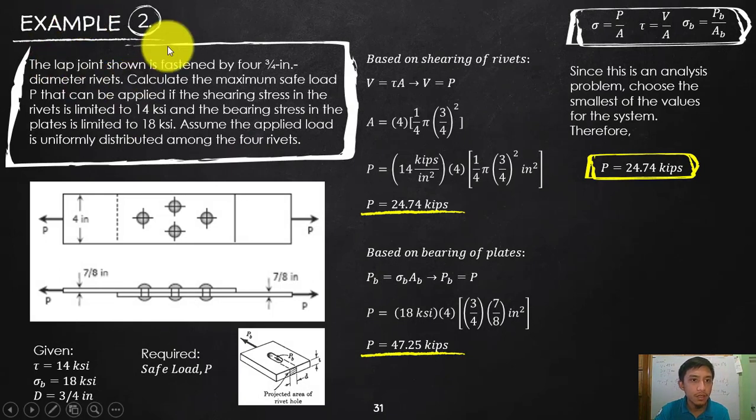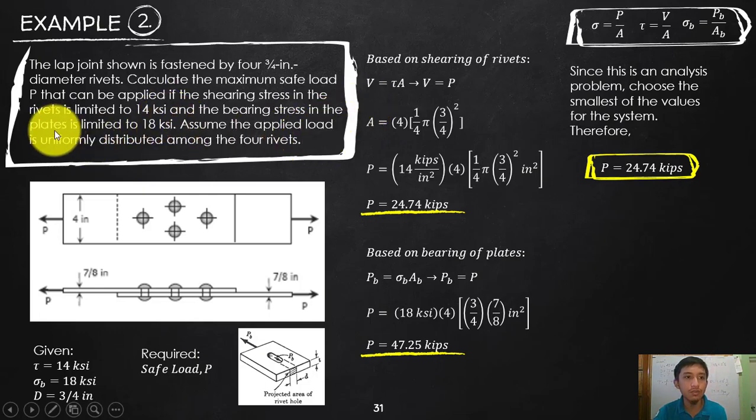So we have here a lap joint, which is fastened by 3/4 inch diameter rivets. Calculate the maximum safe load P that can be applied if the shearing stress in the rivets is limited to 14 KSI, or kips per square inch, and the bearing stress in the plate is limited to 18 KSI, or kips per square inch.